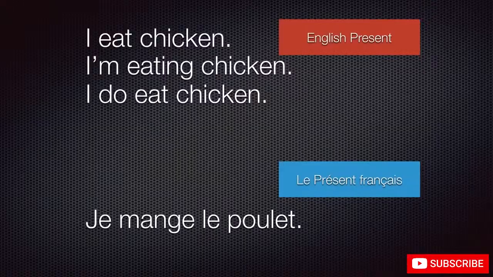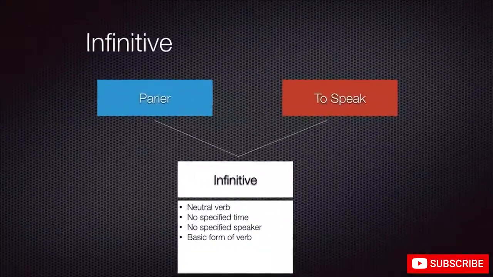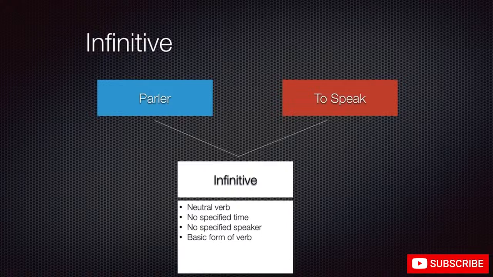So for example, we have I eat chicken, I'm eating chicken, and I do eat chicken. But in French, it would just be je mange le poulet for all 3 of them. One difficulty with that is that it makes sentences for English speakers a little bit more confusing, but there are ways to specify what you're talking about, but for the most part, you'll just use that one French form.